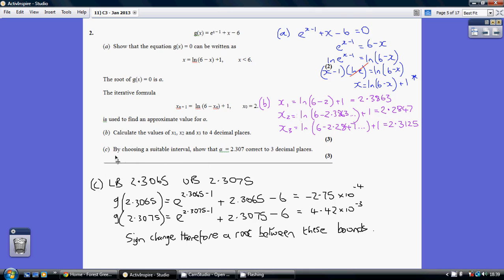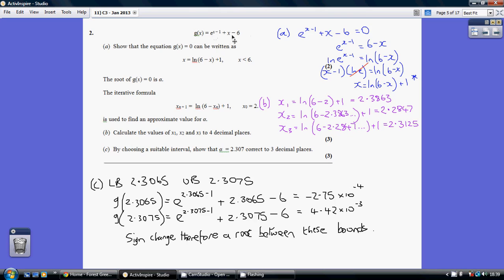Now very similar for part C, really. By choosing a suitable interval, show that alpha equals 2.307 is correct to 3 decimal places. So what we do, we take the upper and the lower bound of 2.307. So our lower bound is 2.3065 and our upper bound is 2.3075. We substitute both of these into the function. This is our function.